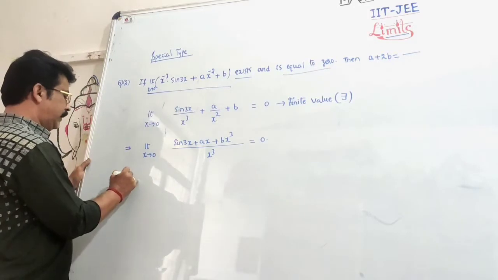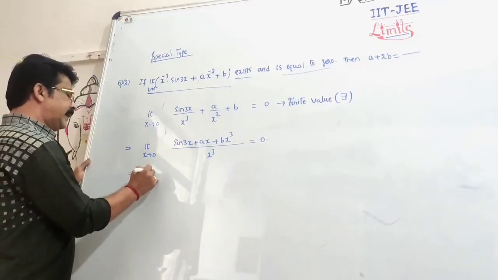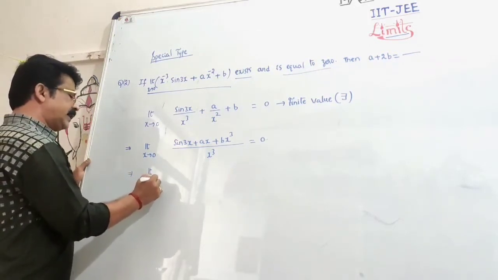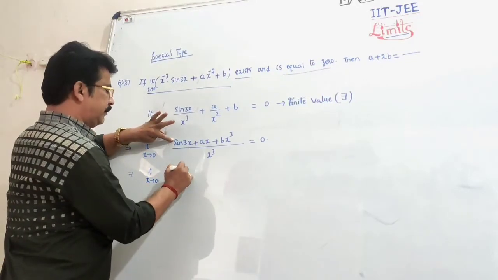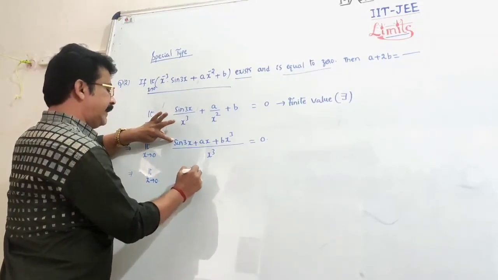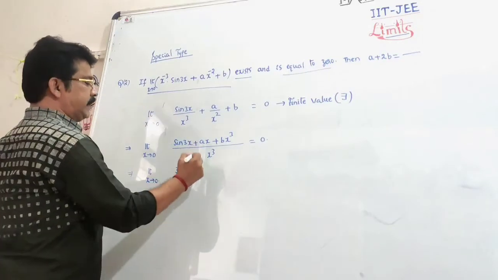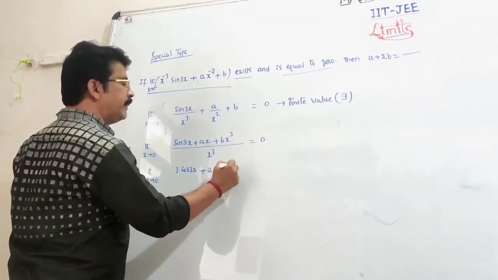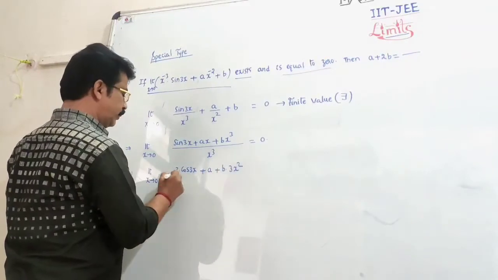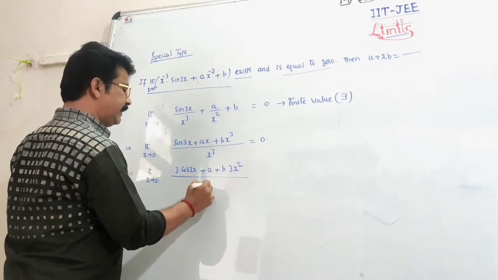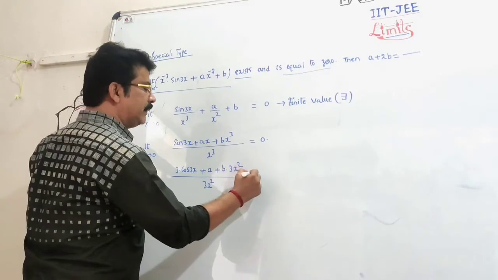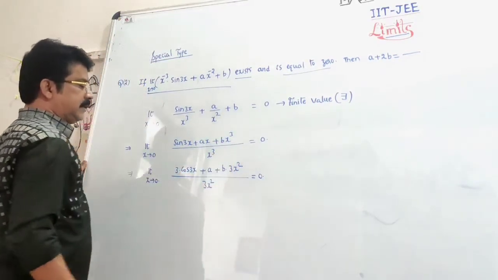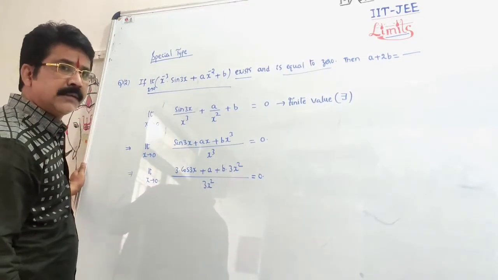So therefore limit x tends to 0, L'Hospital rule: cos 3x into 3, differentiation of a next, differentiation of b x cubed gives 3x square, whole divided by 3x square, that is equal to 0.